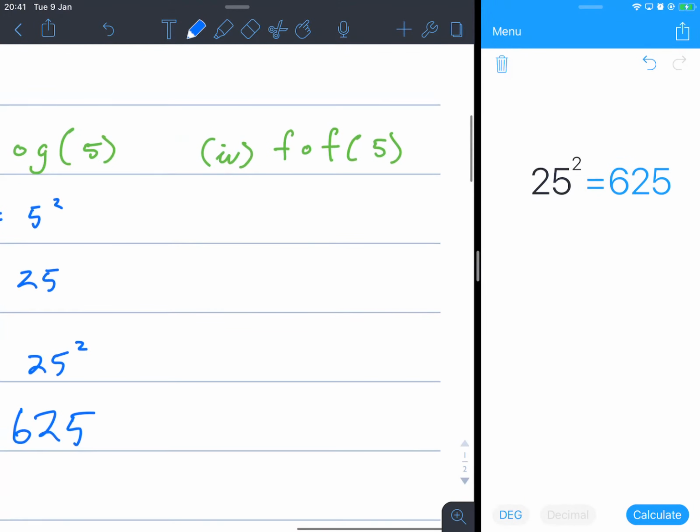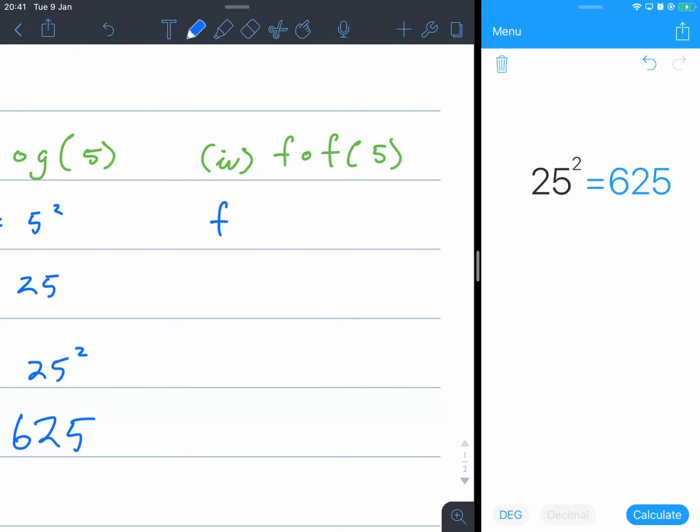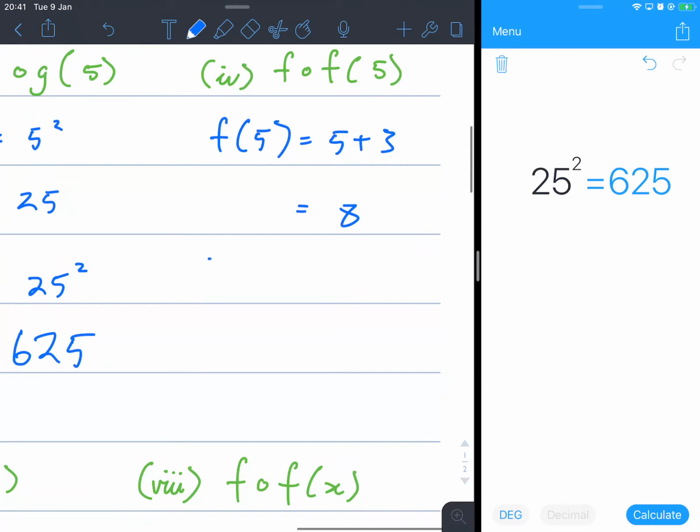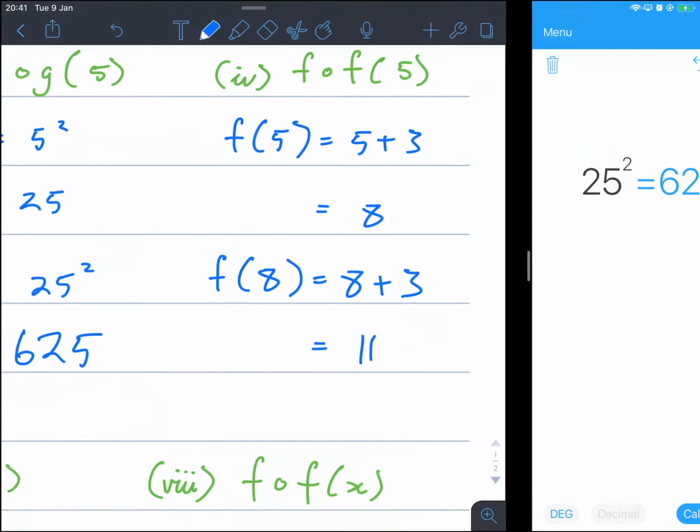And in this instance again, we'll take the double function of f. So f of 5 equals 5 plus 3, it's 8. And we re-substitute that back into our function. So that is 8 plus 3, which is 11.